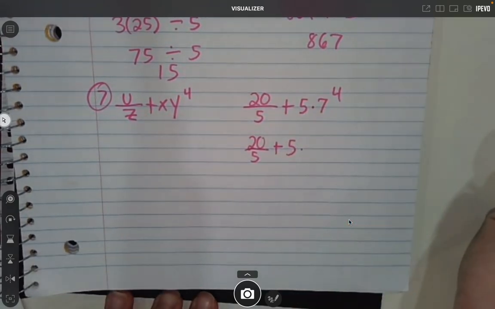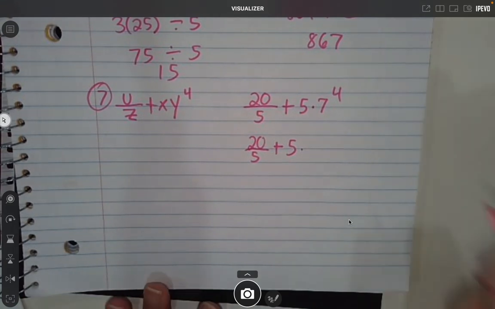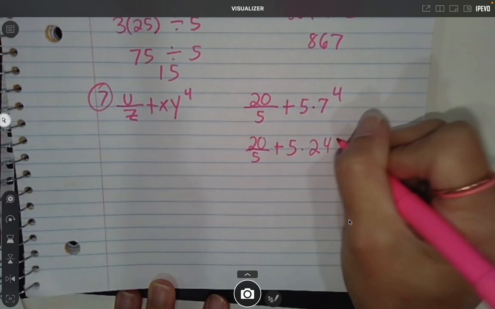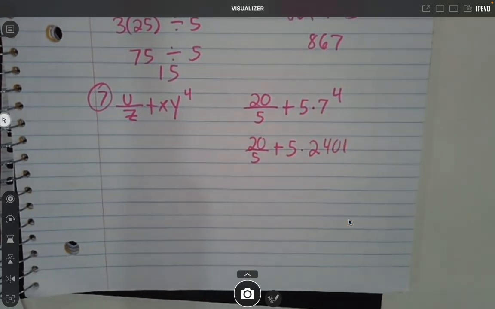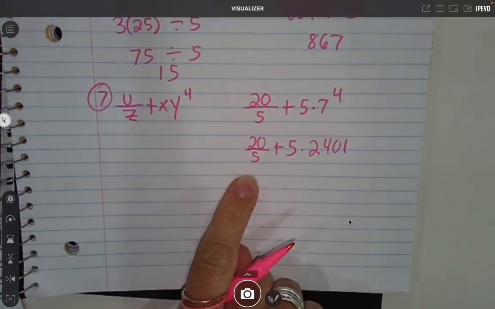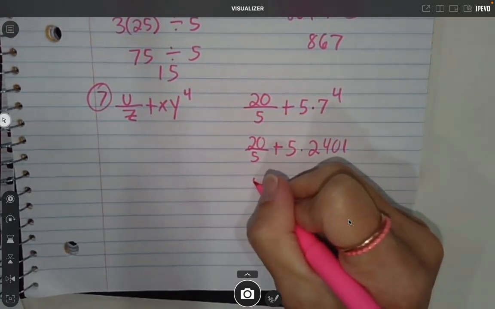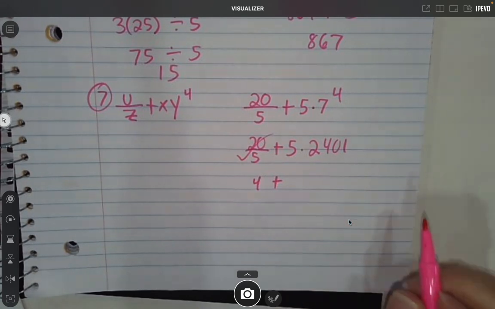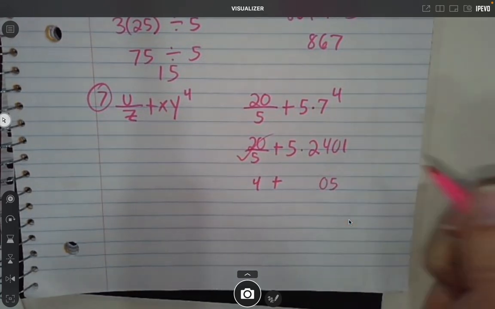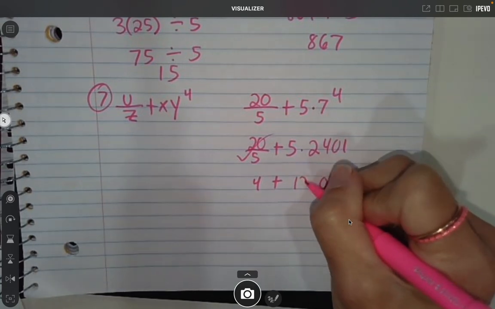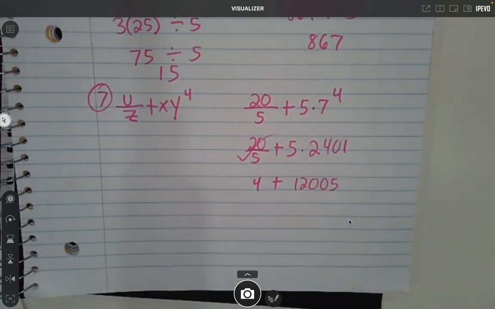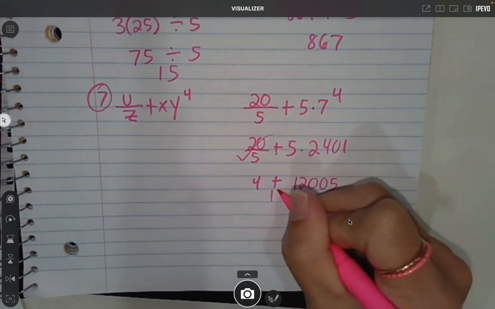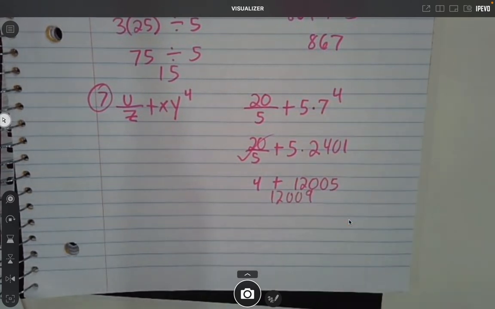7 times 7 times 7 times 7. Should be a big number. 2,401. Okay. Then what do I do next? I either multiply or divide, either one of those, from left to right. So what's 20 divided by 5? 4. Okay, so I've got that one. Now, what's 5 times 2,401? 12,005. Okay. All right. Then what do I do? Add them together. 12,009. So your answer was C.